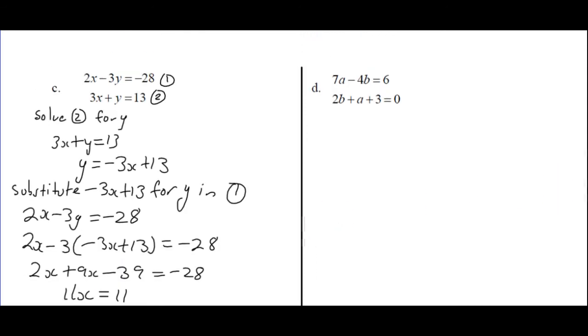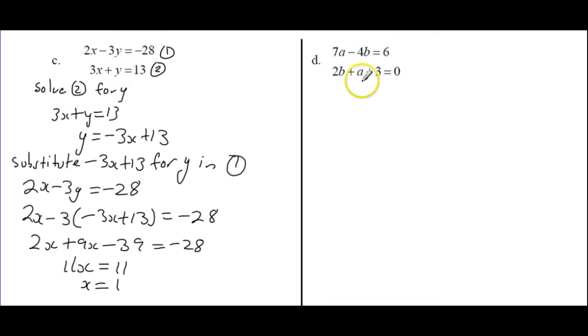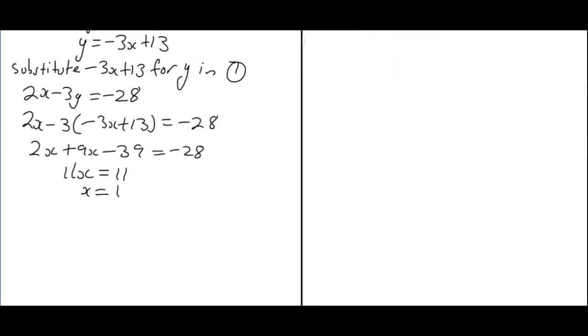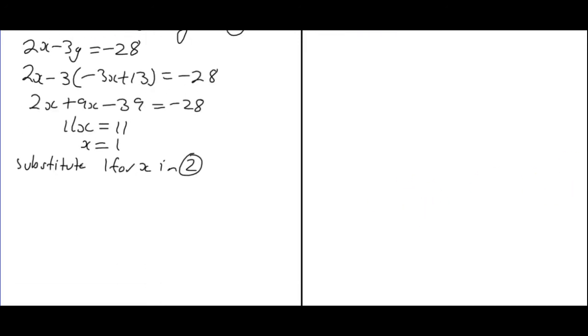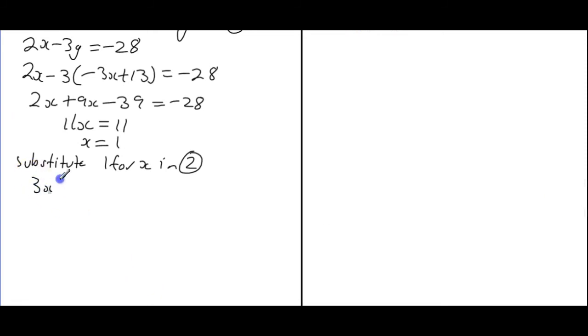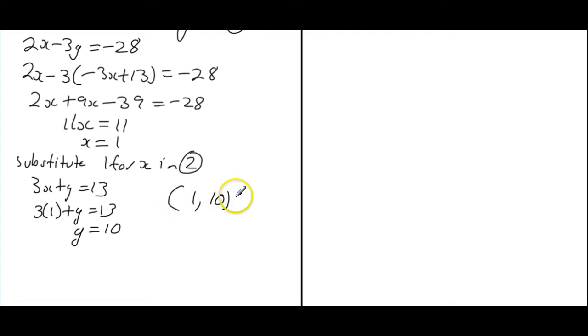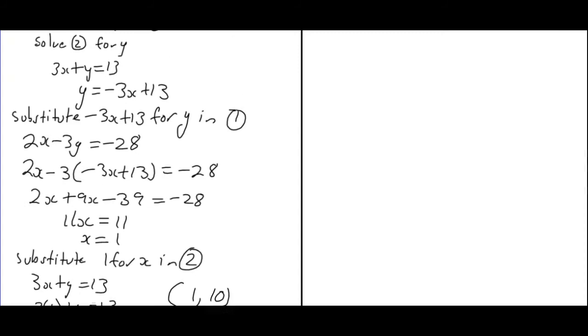And we want to solve for y. We can go into either equation. I think number 2 is easier. So we're going to substitute 1 for x in equation 2, which is 3x plus y equals 13. 3 times 1 plus y is 13. y is equal to 10, giving us the solution 1, 10. Now, that needs to be verified.